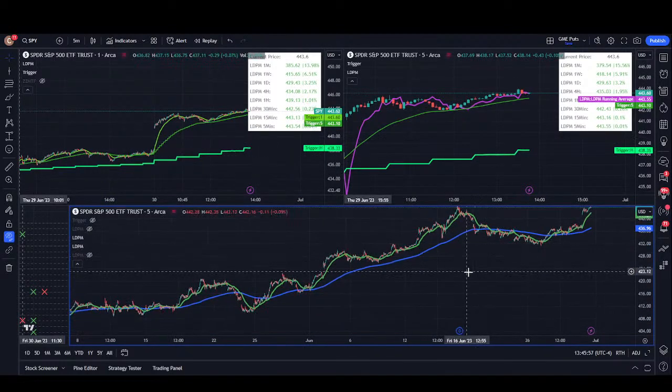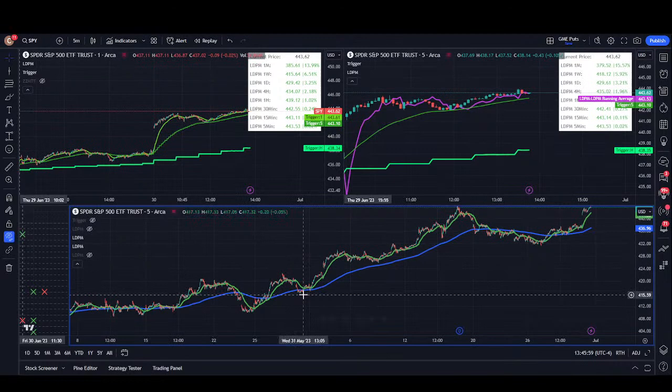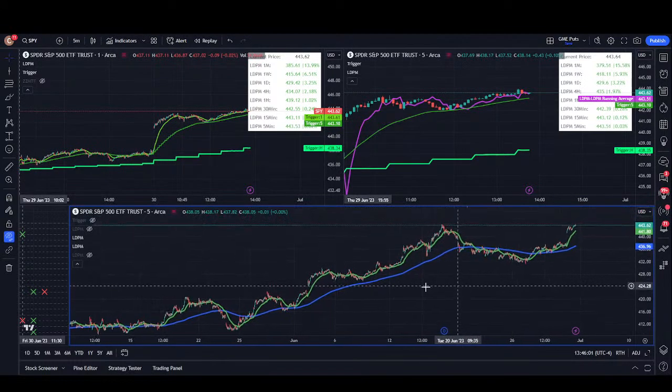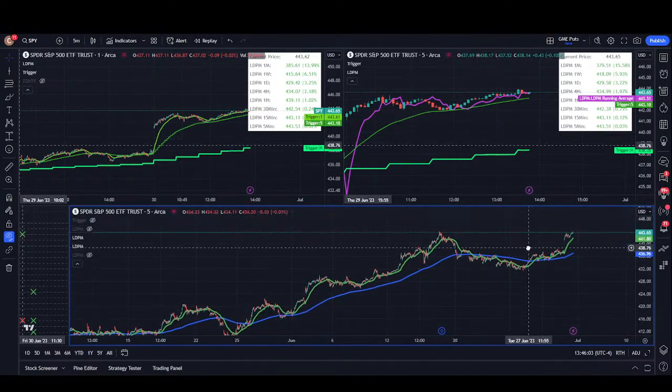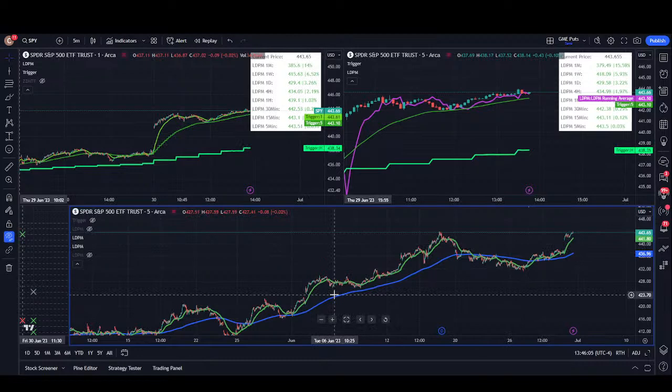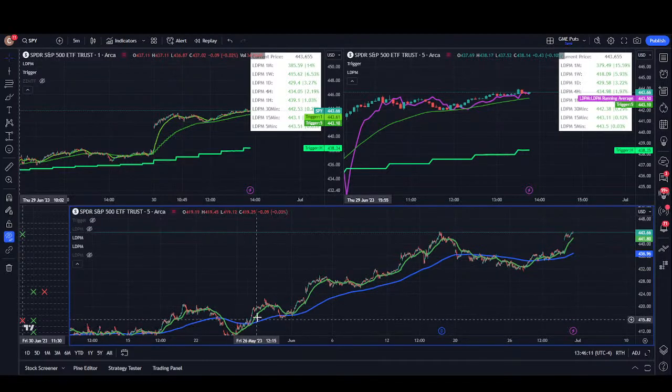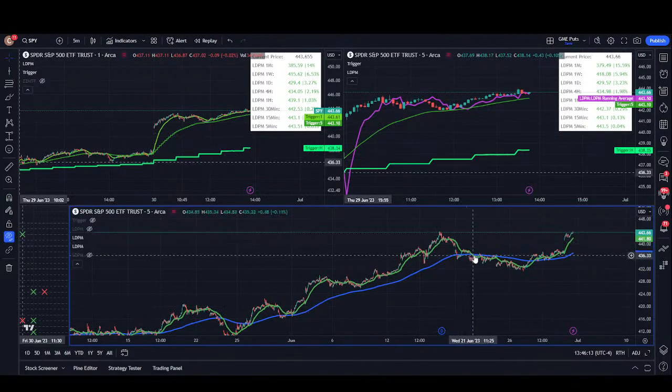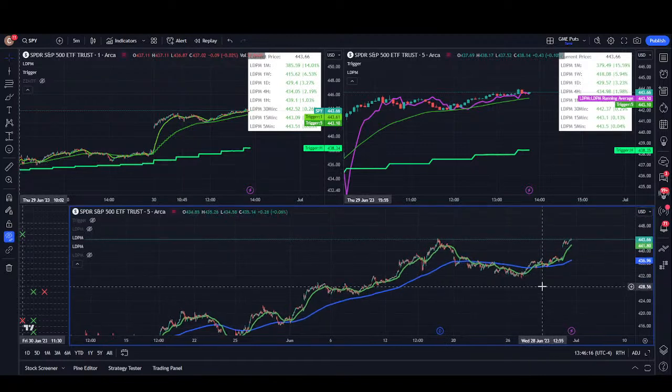This is the hourly LDPM and the daily LDPM. As long as price is above the daily LDPM, we always expect bullish price action, as it means liquidity is good. The green line is hourly LDPM. When hourly LDPM crosses above daily, that's bullish. When hourly LDPM crosses below daily, that's bearish.